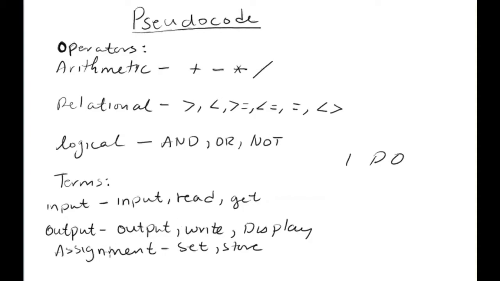And for assignment, we say set and store. Now assignment is basically we're replacing a value inside of a variable. So for example, say we just finished a calculation, we have to store that value. So we put that value inside of a variable using an assignment statement. Alright? Now I'm going to go through an example quickly.